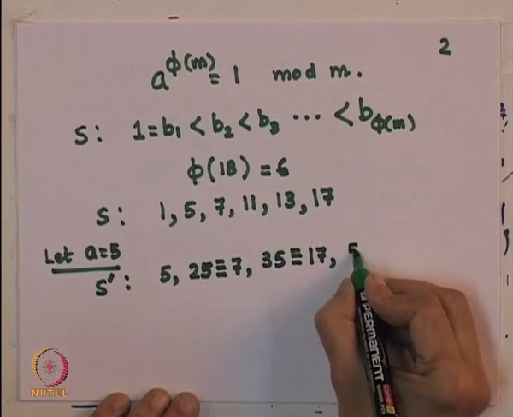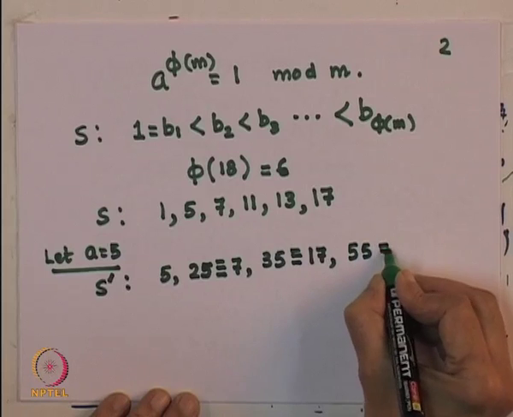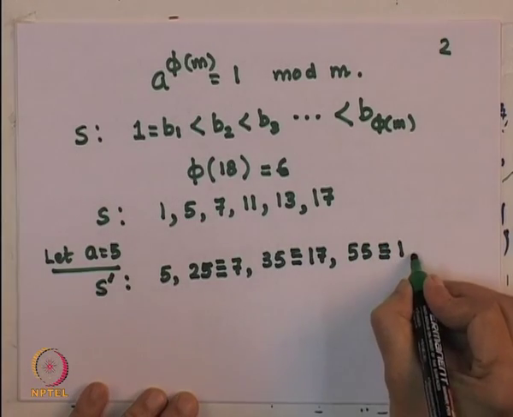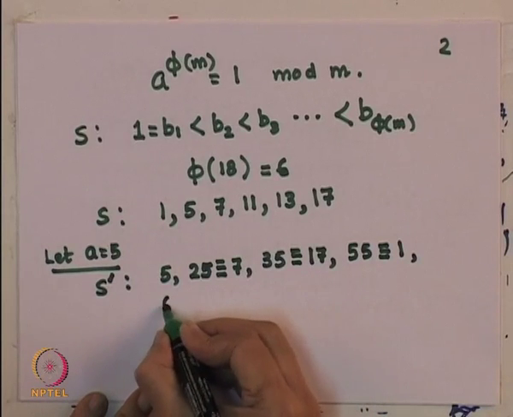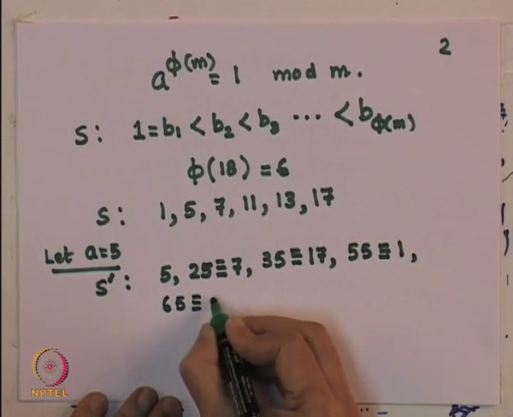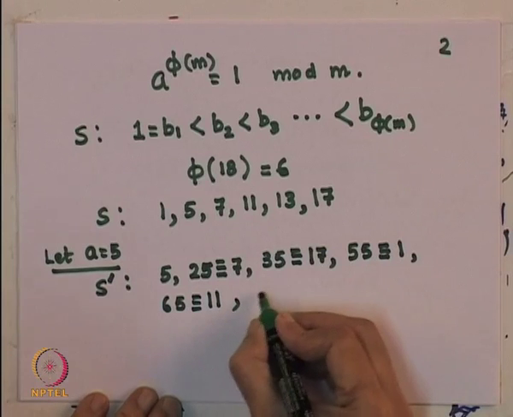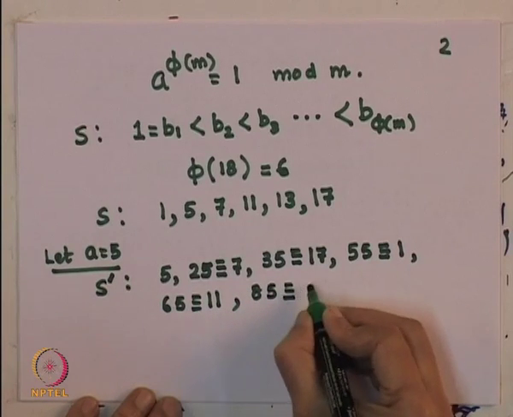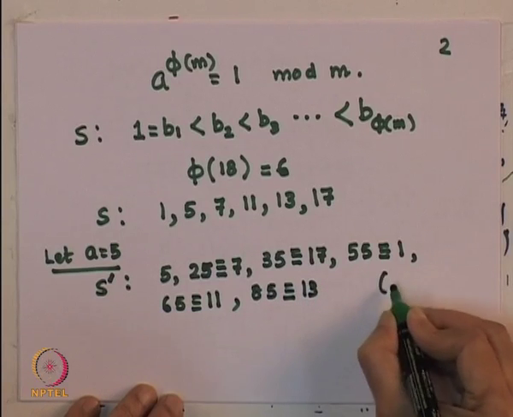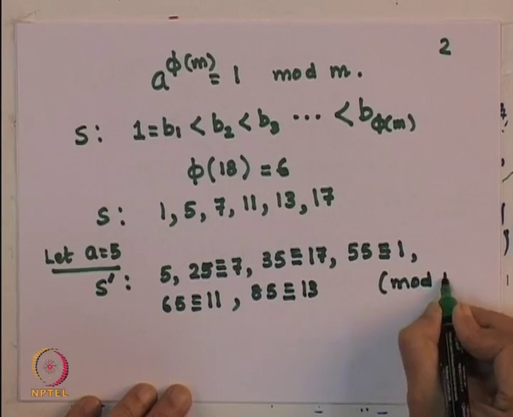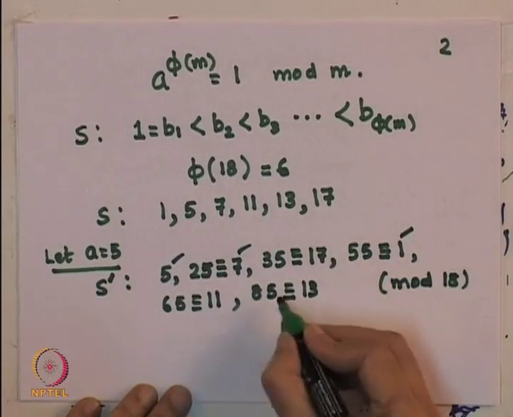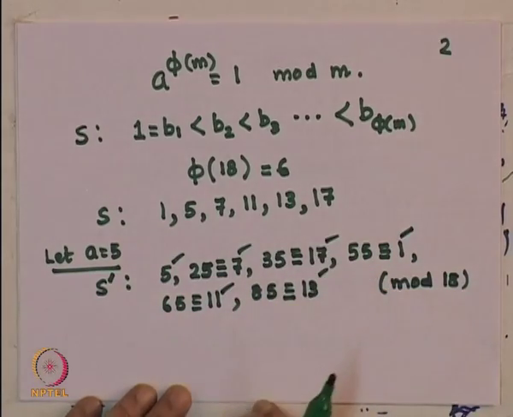11 into 5 is 55, which is equivalent to 1 because 54 is divisible by 18. 13 into 5 is 65, which is equal to 11. And finally, 17 into 5 is 85, which is equal to 13. All these are mod 18. You can check immediately. I have 1, 5, 7, 11, 13 and 17, the same set.